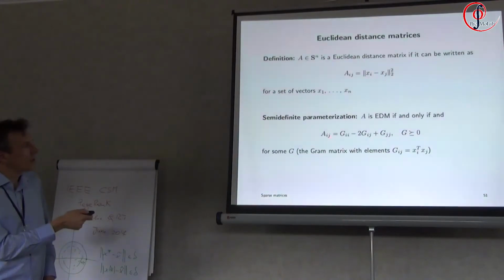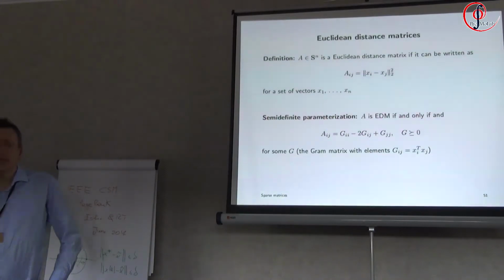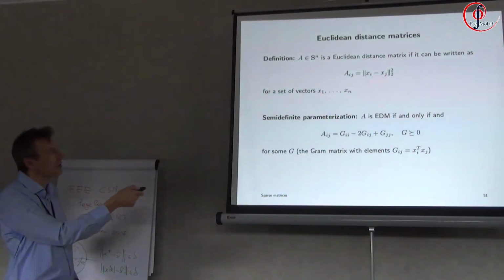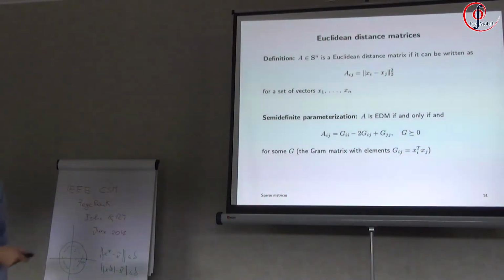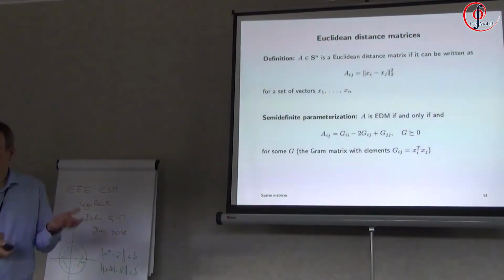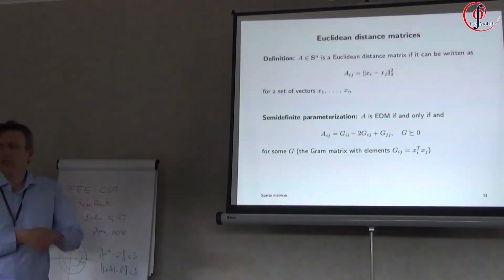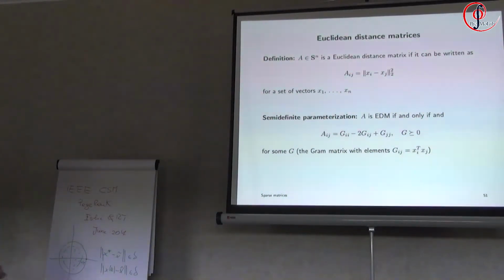A matrix is a Euclidean distance matrix if and only if it can be written like this for some positive semi-definite matrix G. And that's easy to see if you just expand this square in the Euclidean norm. So you get Aij is xi transpose xi, minus 2 xi transpose xj, plus xj transpose xj. If you define G as the Gram matrix of inner products xi transpose xj, then you get exactly this relation. So every Euclidean distance matrix can be written like this for some positive semi-definite G, and that shows that it's a convex set and in fact a convex cone.